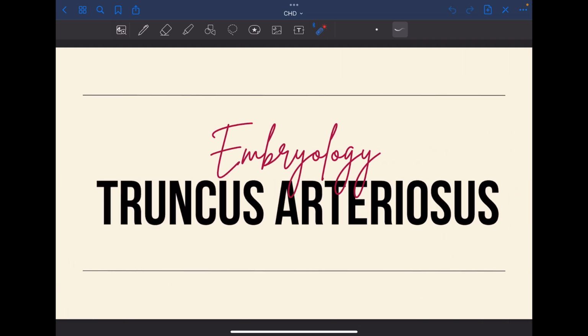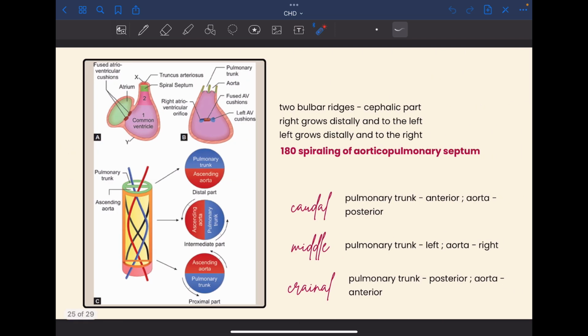The truncus arteriosus is the part that will continue growing out of the bulbous corpus to give us the great arteries, both the pulmonary trunk and the ascending aorta. What happens is 2 bulbar ridges will also grow from the most cephalic part, a right and a left. The right will grow distally and towards the left side, and the left will grow distally towards the right side. So what this will form is a septum.